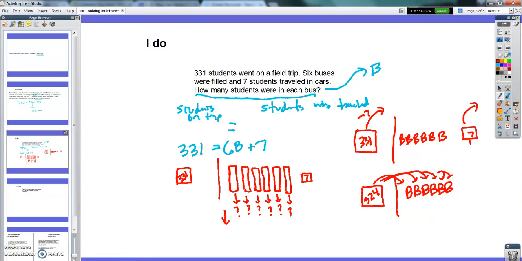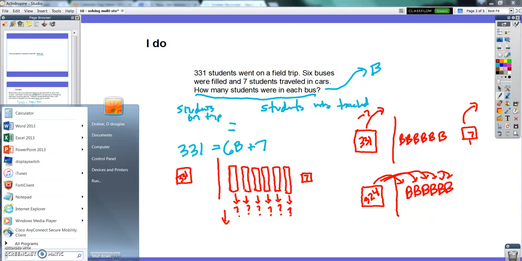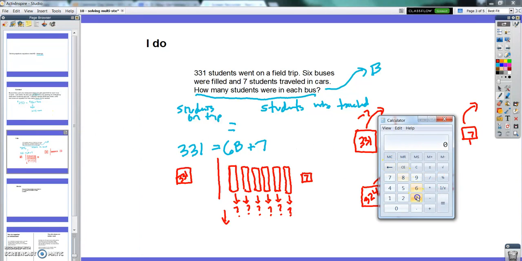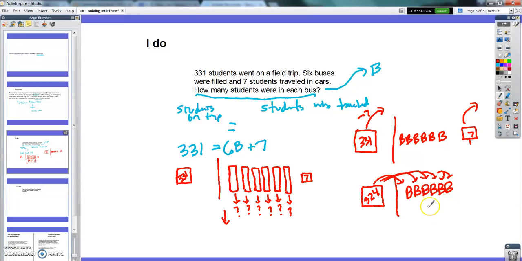So let me get my calculator out. And let me divide those 324 kids onto 6 buses, and then I can tell there's 54 kids on each bus. And the drawing helped me see what I was doing and figure that out easily.